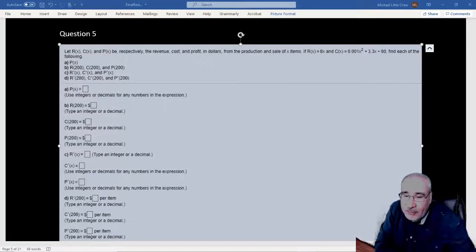Question number 5. A lot of parts. We just got to keep rolling along. Profit, revenue, and cost. So multiple parts, but it's not too bad, I guess. We've got 3 functions that are given, or we'll figure out: revenue, cost, profit, in dollars, for the production and sale of x items.